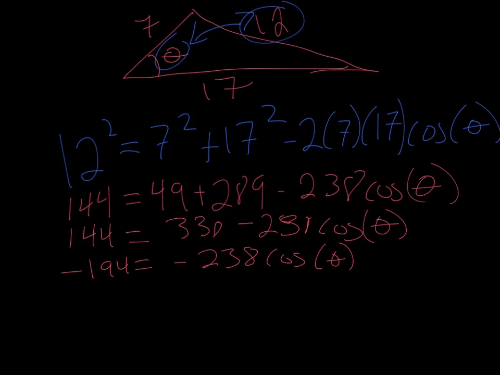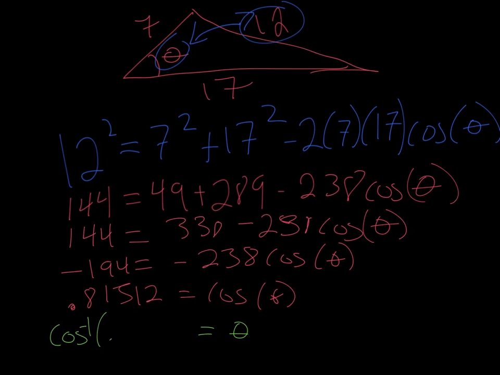We'll divide both sides by negative 238. And if we do that, we get roughly 0.81512 is equal to cosine of theta. Now, if I want to get theta by itself, I have to apply the inverse of cosine on both sides. So theta is going to equal cosine inverse of 0.81512, forgive me. If I run to my calculator and punch that in, I get roughly 35.4 degrees. And that would be how big theta is, roughly.